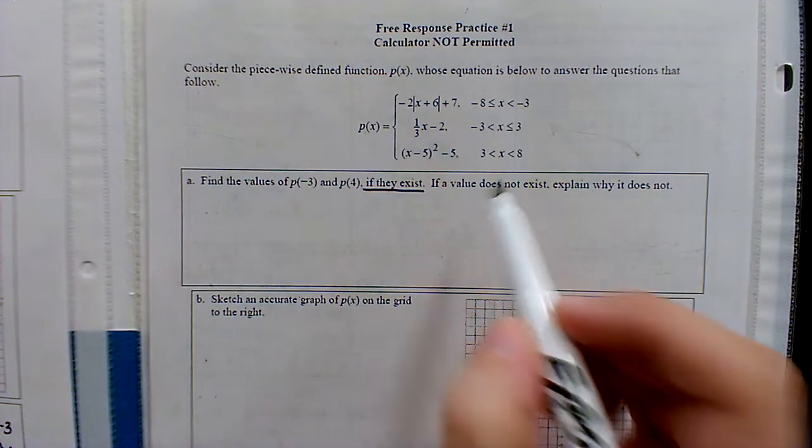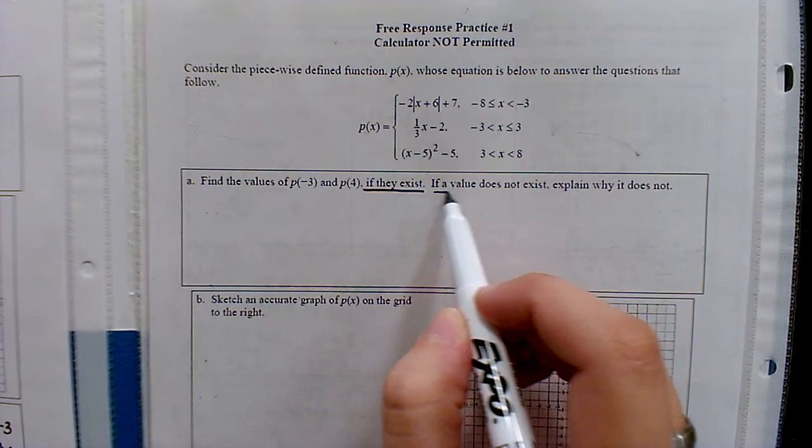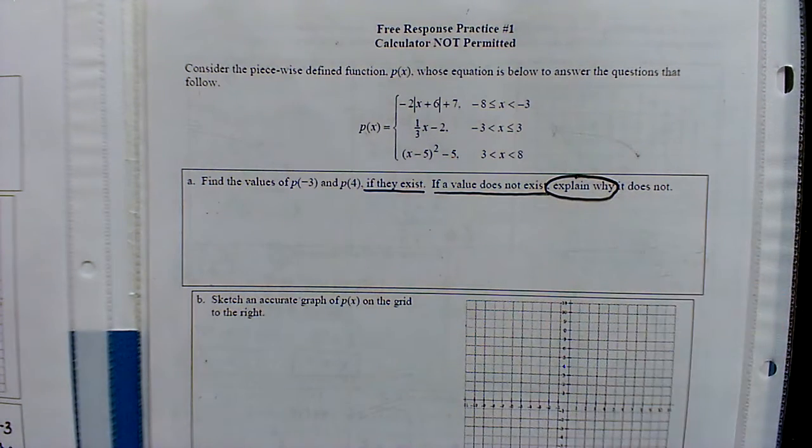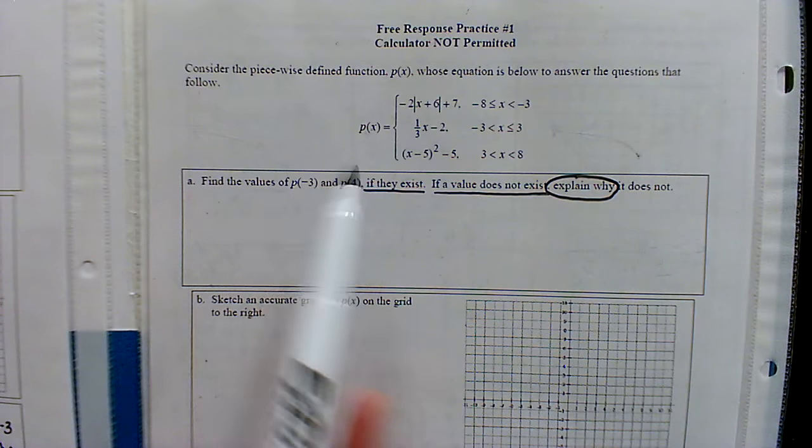There's no point there. So they go on to say if a value doesn't exist, we need to explain why, using words. You might feel sometimes this year that you're in an English class, because we're going to do some explanations. I want a sentence or two about what you did or what your results mean. Maybe that's something you're not used to in a math class, okay? So let's go ahead and tackle this one. What is the p of -3 and p of 4 telling us to do?